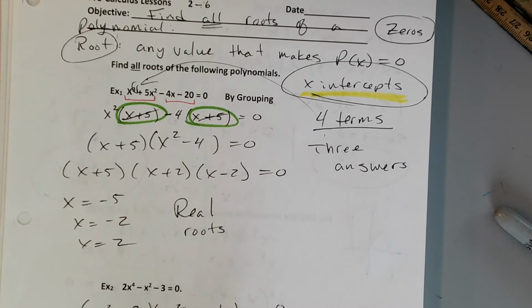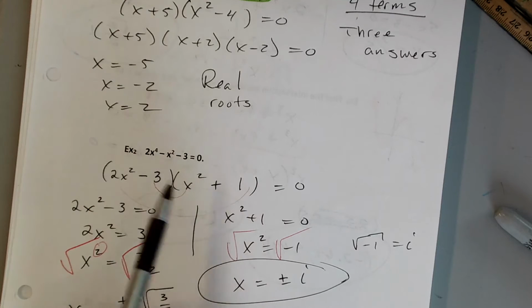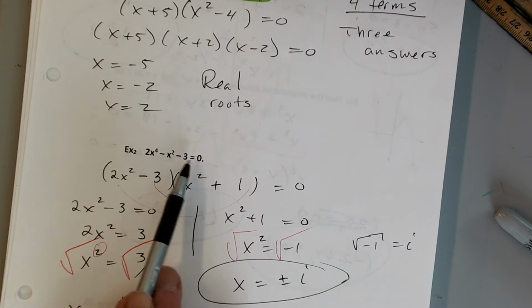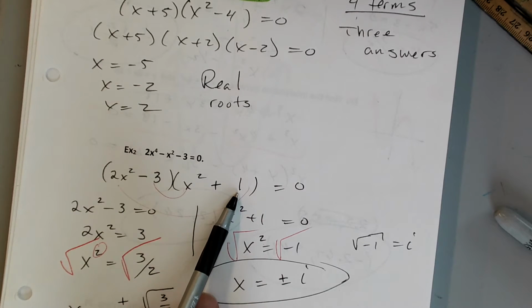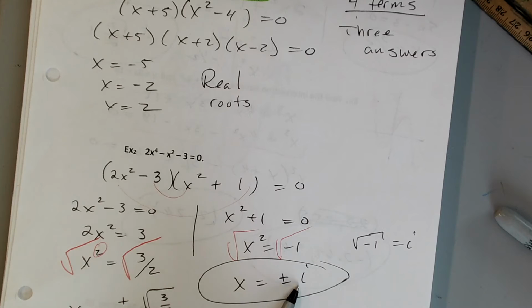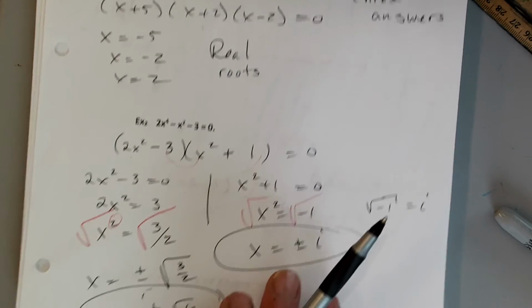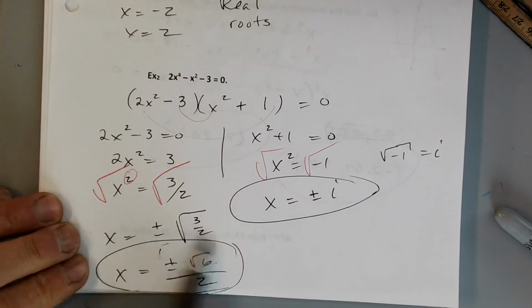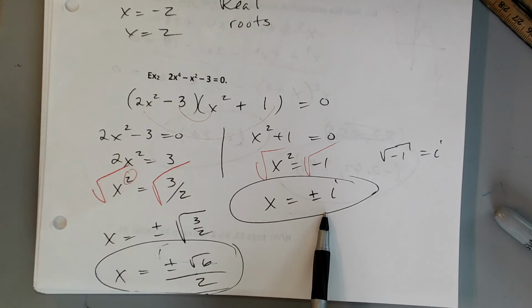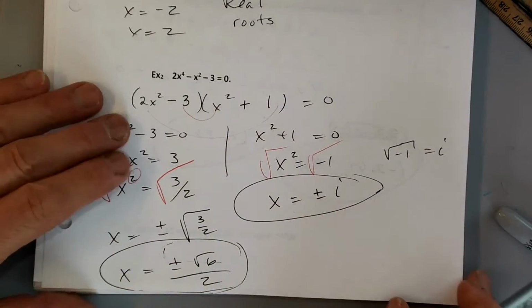Then we went to the second example, and I went 2x squared, x squared, and then I went multiples of 3, 3, and 1. What happened on this one is when I solved, I wound up with an i. So I still get 4 answers, but I get 2 reals, and I rationalize it, and I also get 2 imaginary. So I still get 4 roots, but 2 are real, 2 are imaginary, okay?